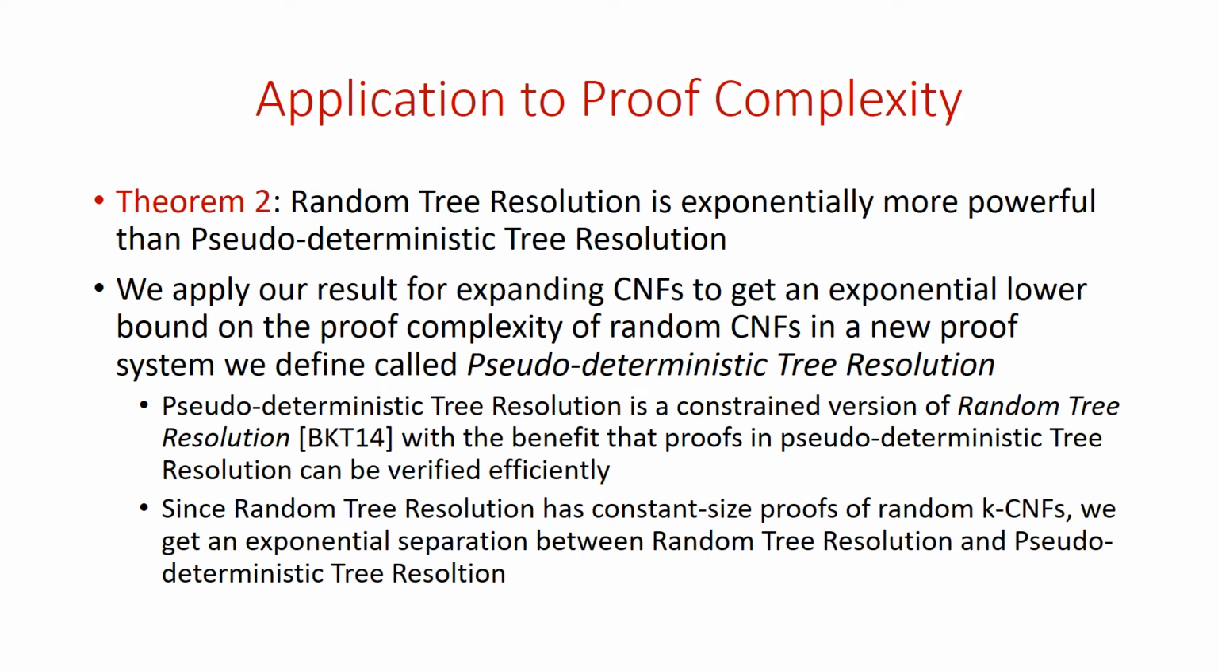Pseudo-deterministic tree resolution is a constrained version of that, which is closer to what we usually think of as proof systems, where proofs are efficiently verifiable. And this sort of constraint turns out to weaken the proof system significantly, perhaps as one might expect, and now you're not able to prove random CNFs efficiently anymore. You require exponential size in tree resolution to prove random CNFs.